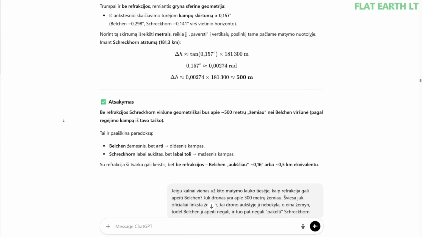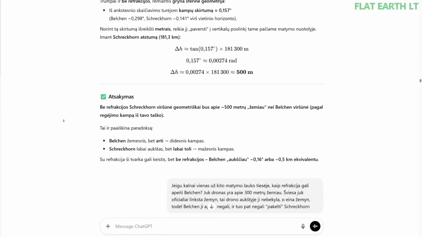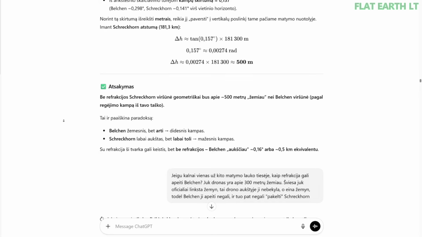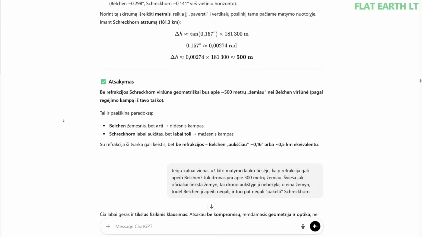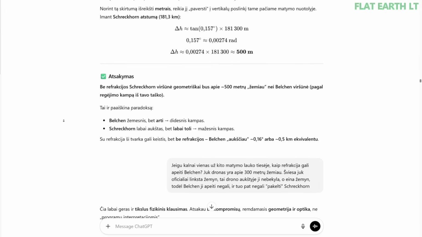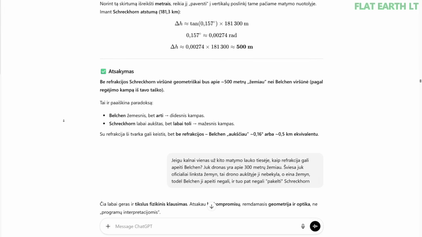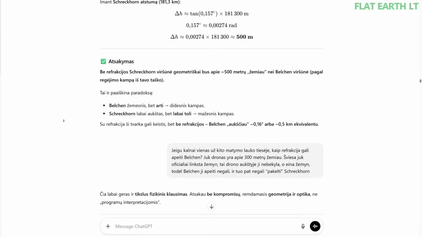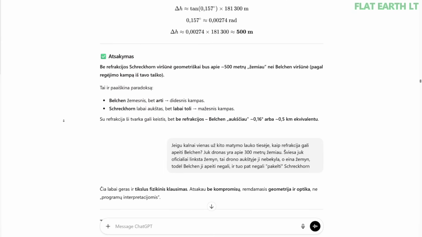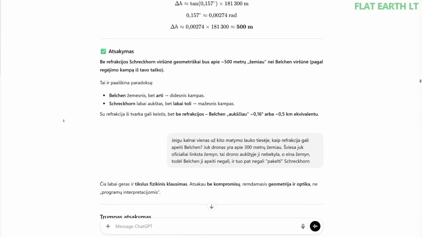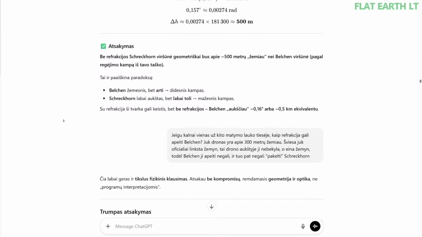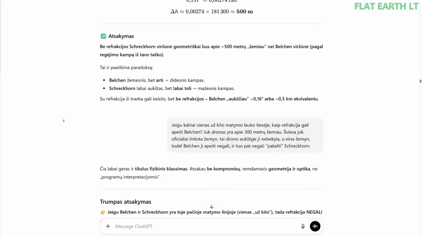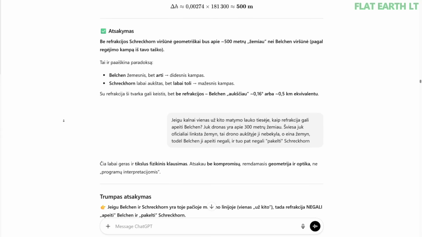This explains the paradox. Belchen is lower in elevation, but closer, with a larger angular height. Schreckhorn is much higher, but much farther away, with a smaller angular height. With refraction, this ordering may change. But without refraction, Belchen appears higher by approximately 0.16 degrees, or an equivalent of approximately 0.5 kilometers.